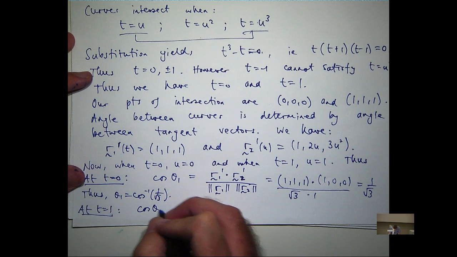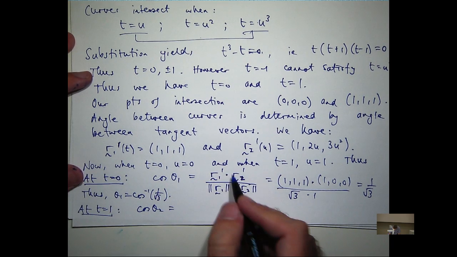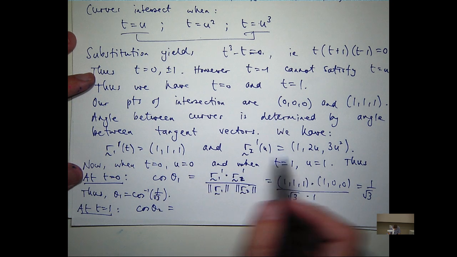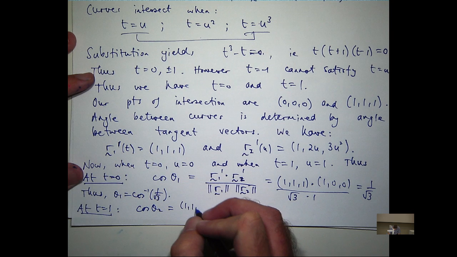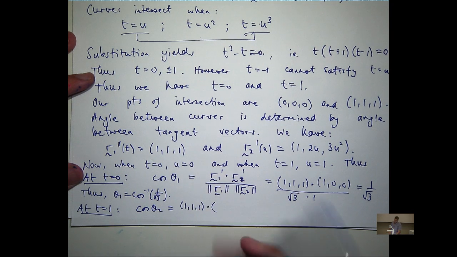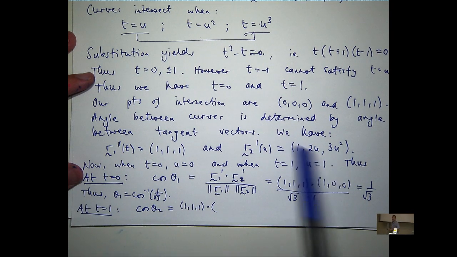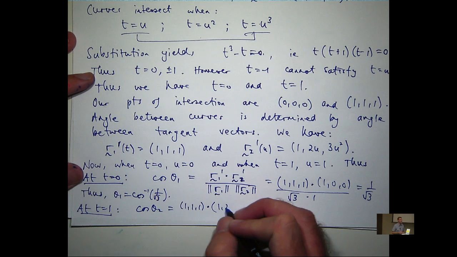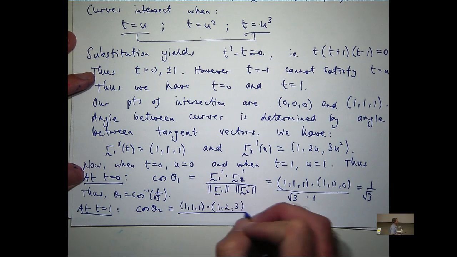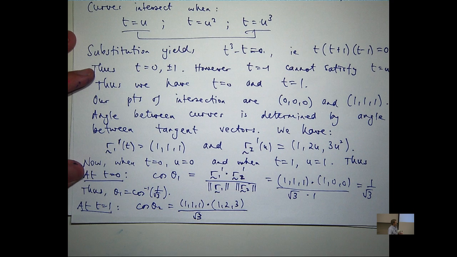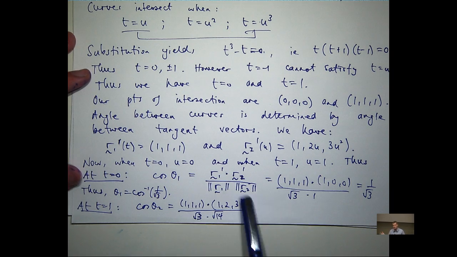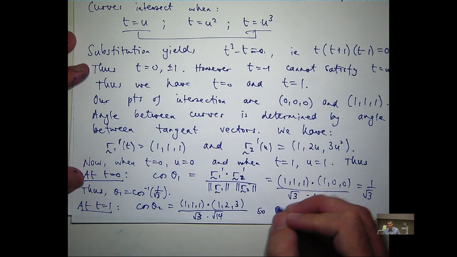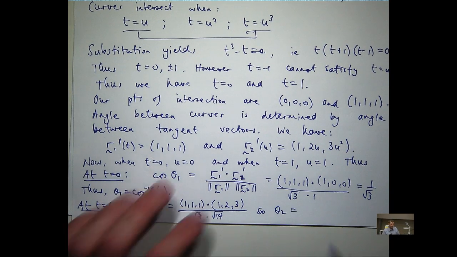Okay, so cos theta 2 is just, again, the same thing. So it's going to be (1, 1, 1) dotted with the vector. But this time, when t equals 1, u equals 1, so I'm going to get a different vector up there. This is going to be root 14. So you work that out, take the inverse cos. Sort of running out of room here.